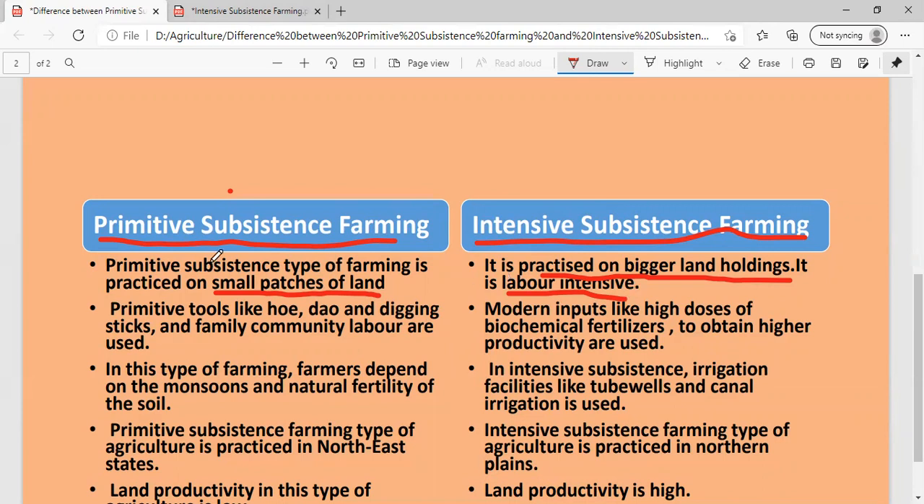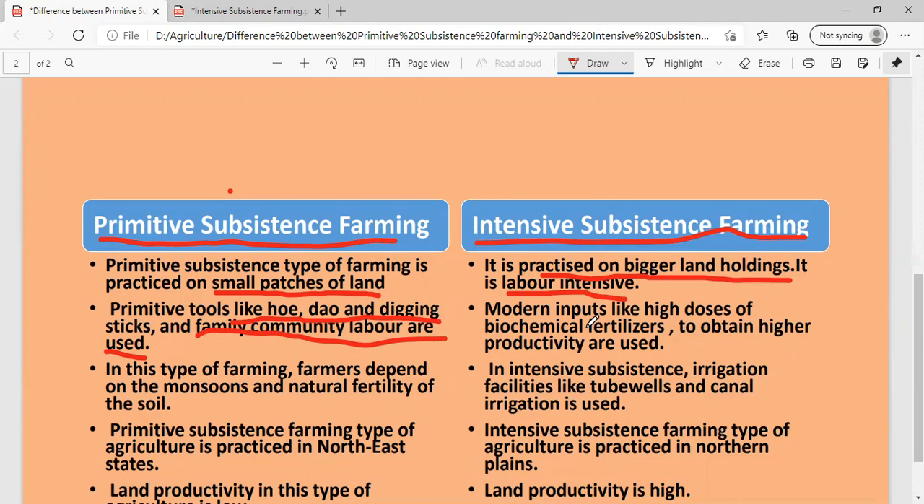In primitive subsistence farming, we are using tools like hoe, dowel, digging sticks, etc. These are the primitive tools we are using. The pictures of hoe, dowel, and digging sticks are shown in my first video. And here in primitive subsistence farming, family labor or community labor are used. Since people are living in groups, in community, all of them are involved in primitive subsistence farming.